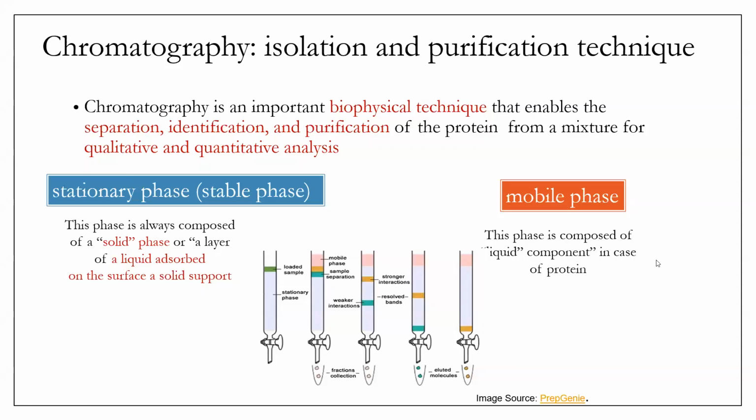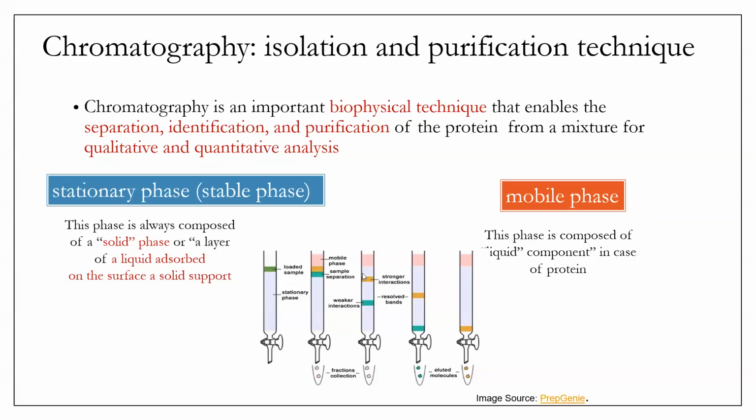In this chromatographic technique, we have a stationary phase. You all know this. This is a column, and the column has a stationary phase, and there is a mobile phase. The stationary phase is a solid phase, and the mobile phase is a liquid phase in the case of protein. After loading a sample onto the stationary phase, you add a mobile phase to it.